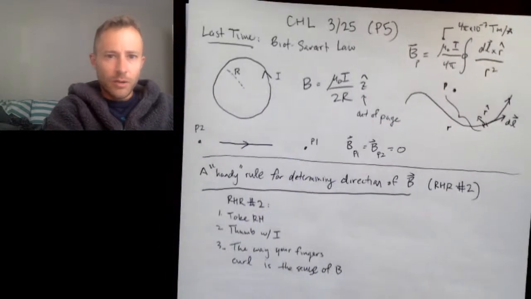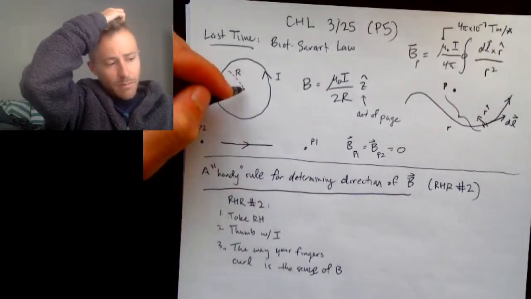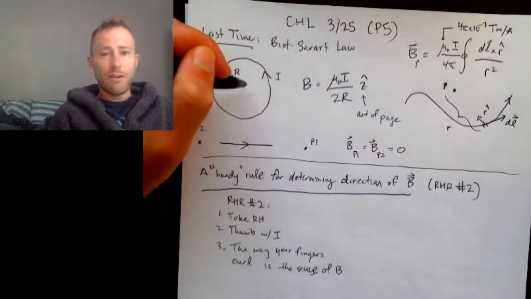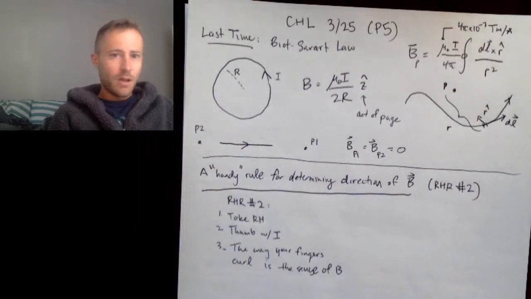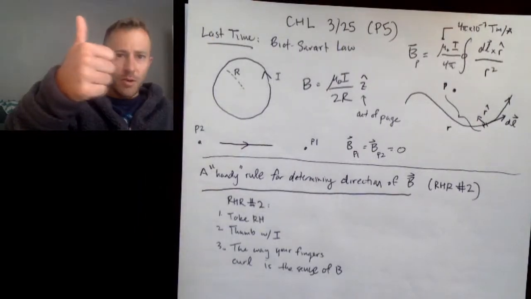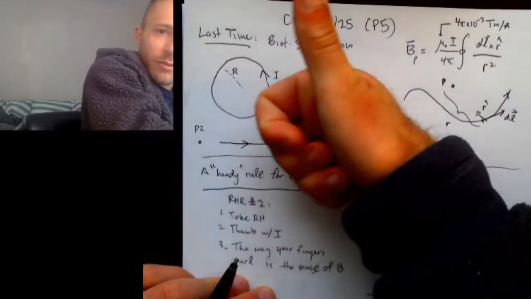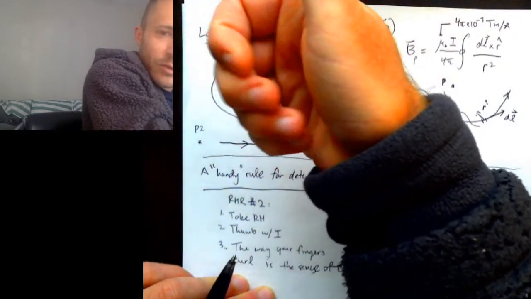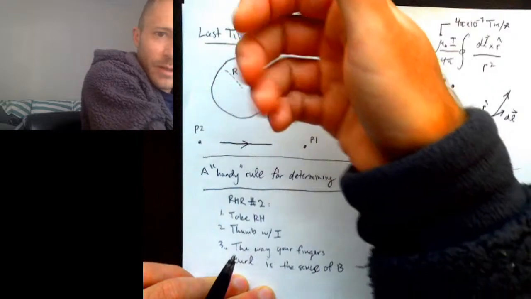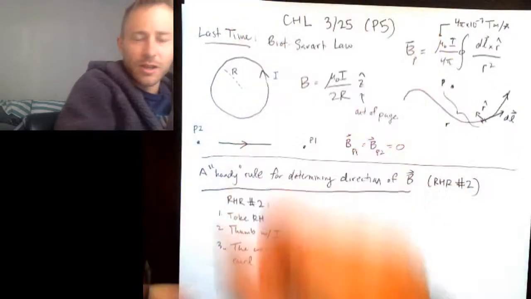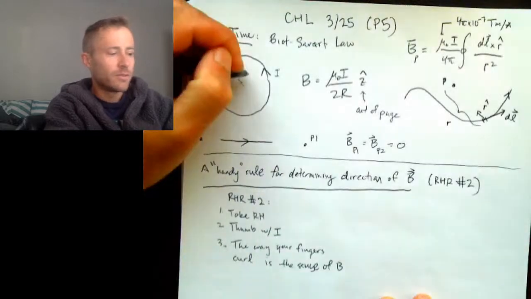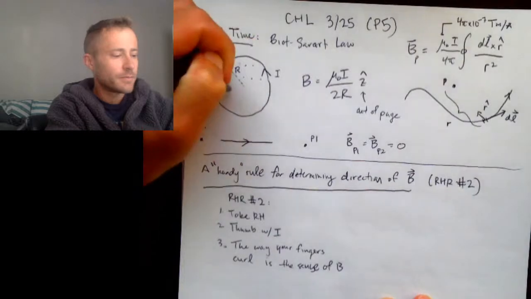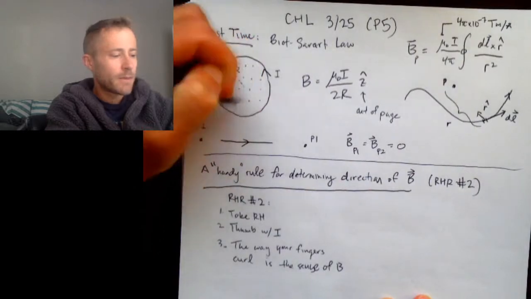So what I could do, if I wanted to more easily see without doing the cross product that the magnetic field is going to point out of the page for here, is take my right thumb and point it in the direction of the current, and you can see that my fingers are curling up towards the camera. So because my fingers are curling up towards the camera, that means that the magnetic field in this loop is going to point out of the page.